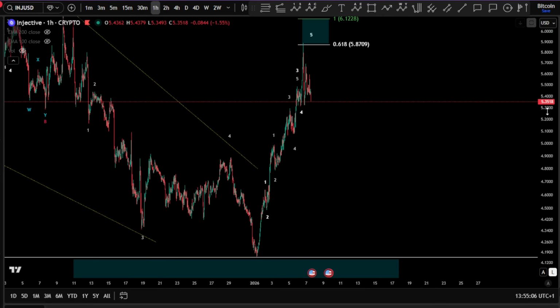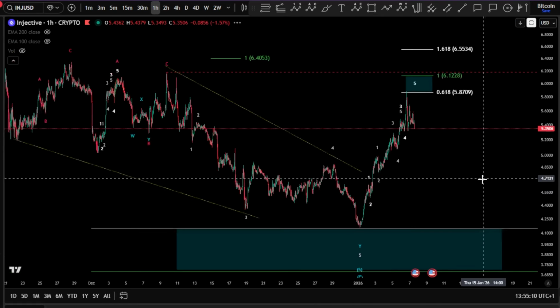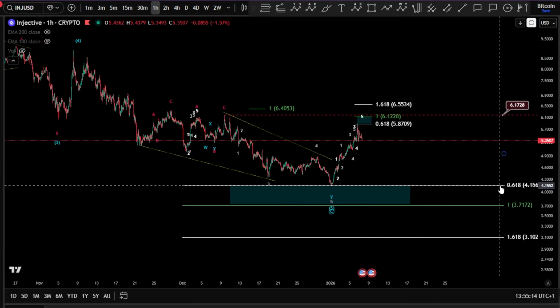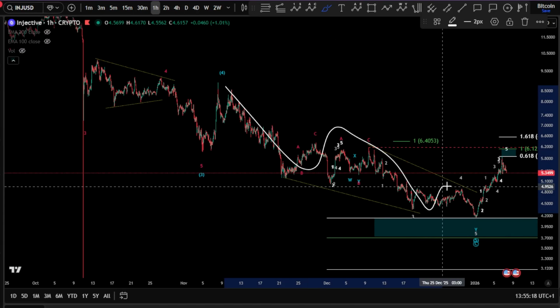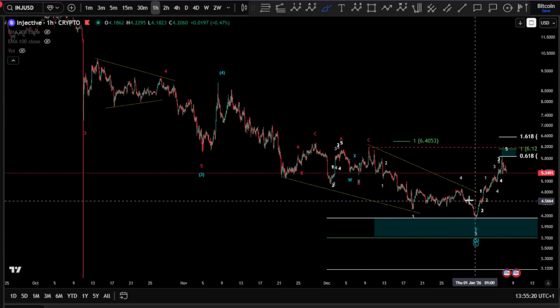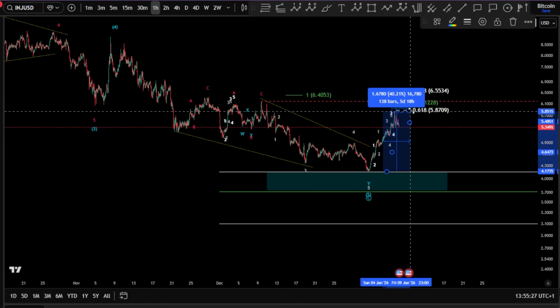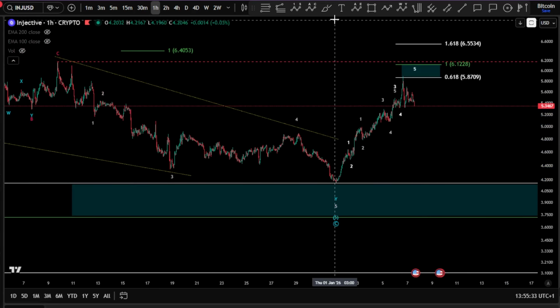Yep, the final one we have here is Injective. For Injective, it is a nice finish exactly in our blue box at 0.618, and we have finished here as a potential ending diagonal, obviously finished, and of course we saw a reaction. This reaction was not very strong like FET and Render, but not bad. It's 40% as well, which is very interesting.